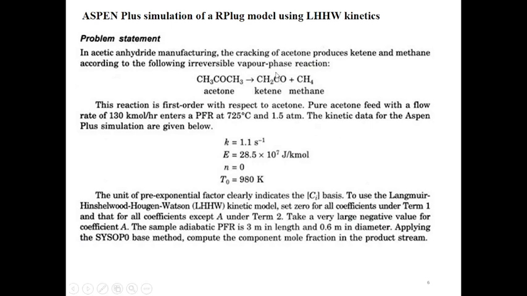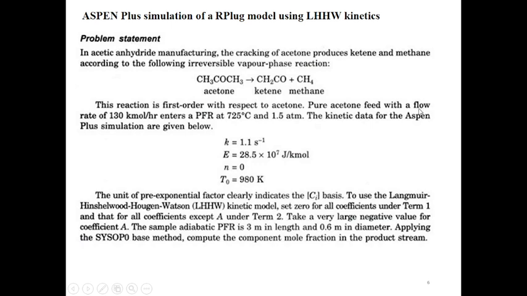So here, these kinetics are useful in catalytic processes. Over here it is said that in acetic anhydride manufacturing, the cracking of acetone produces ketene and methane according to the following irreversible vapor phase reaction. So the phase of the reaction is given to us as vapor phase. Acetone changes to ketene and methane. The reaction is first order with respect to acetone.